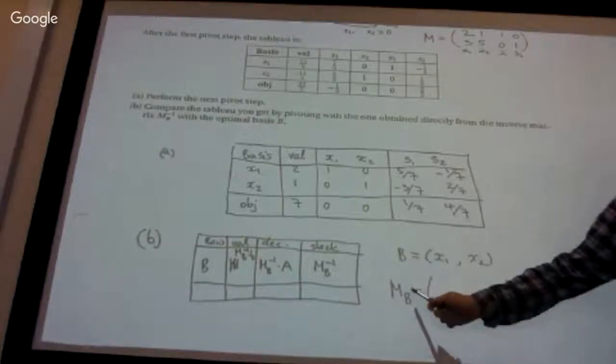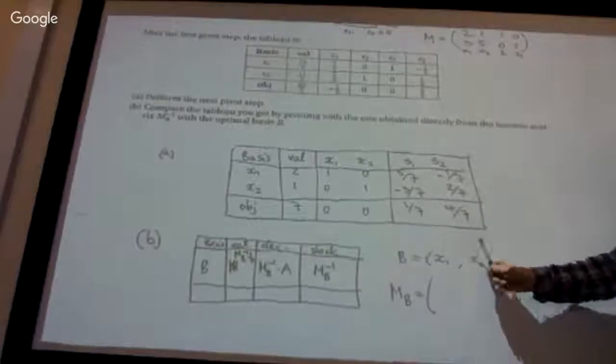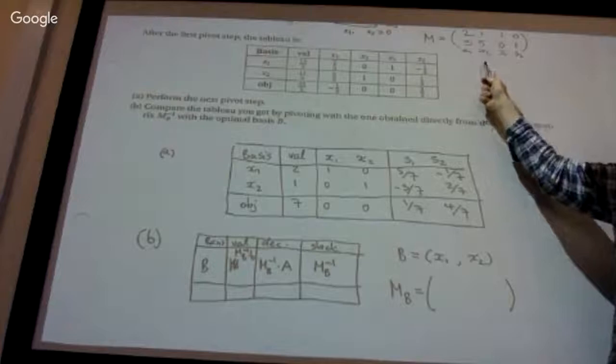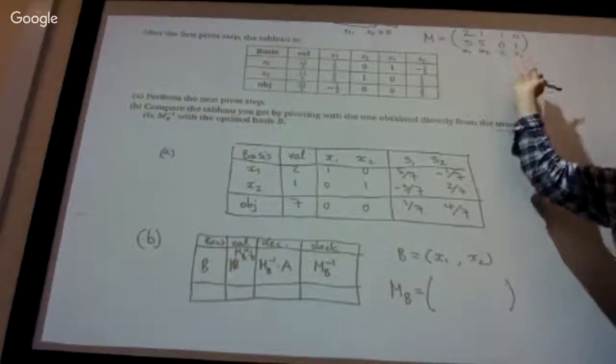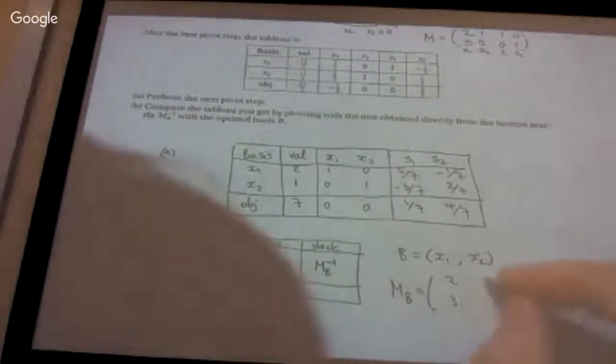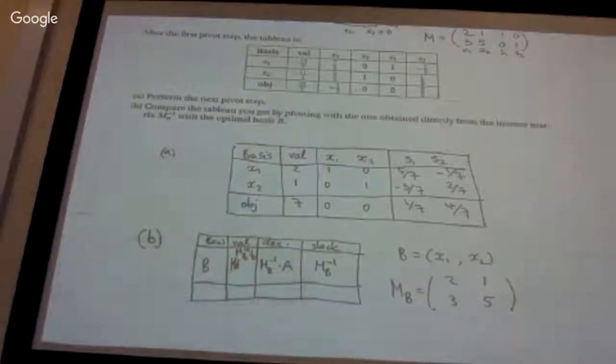Okay, so MB, this notation means you look at B, and that's x1, x2, and you take the corresponding columns from M. So you take the x1 column and the x2 column. In this case, you only get A, nothing else than A. But it's not always going to be A. In this case, it happens to be. So I'm taking the x1 column from M and the x2 column from M, because the basis is x1, x2. And now, looking at this, what do I need? I need MB inverse.